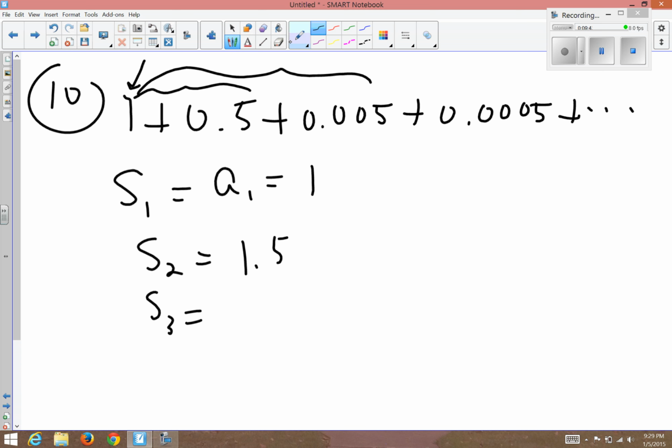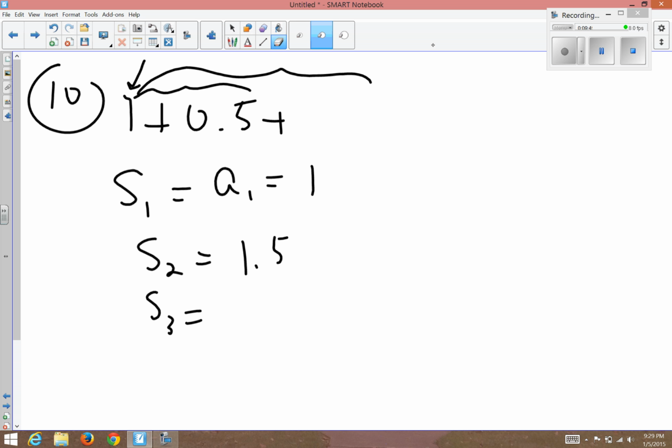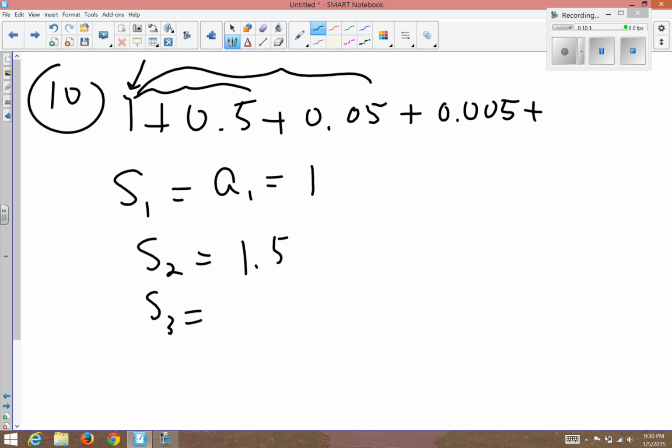Actually left one out here, so let me fix this. Bringing up over here is okay. If you copied something wrong, it's 1 plus 0.5 plus 0.05 plus 0.005 plus 0.0005, etc. I think I left one of these out.